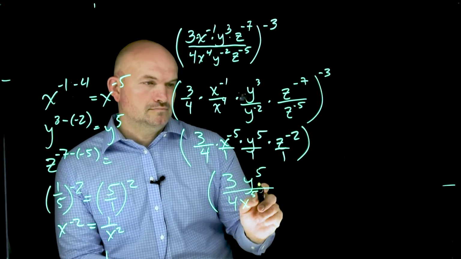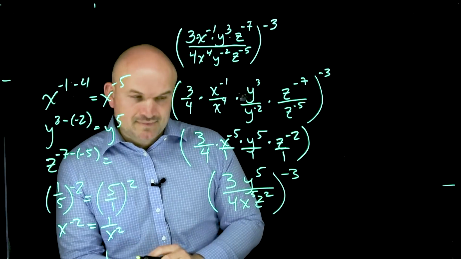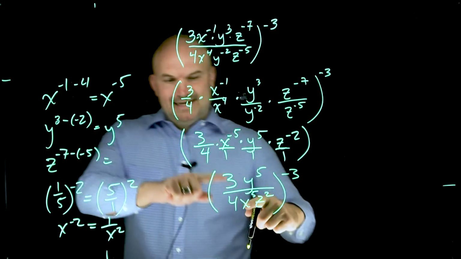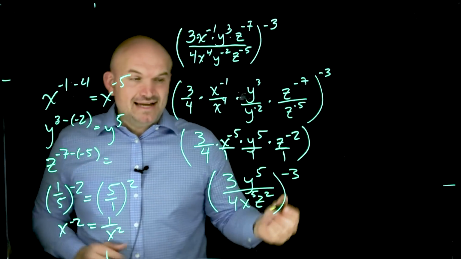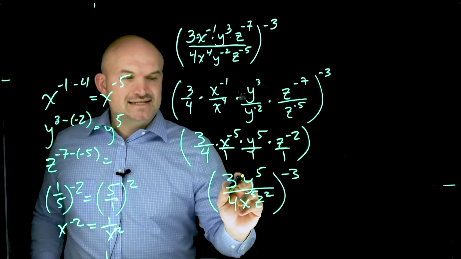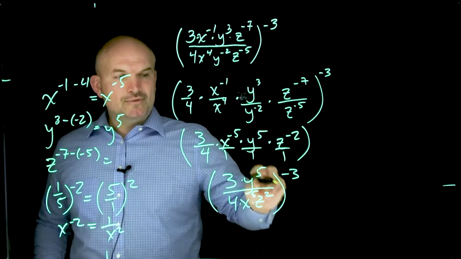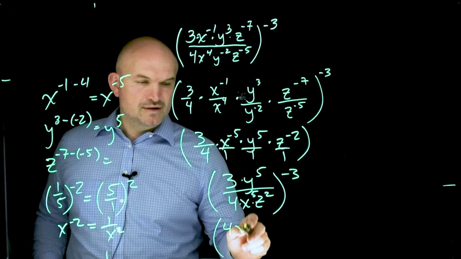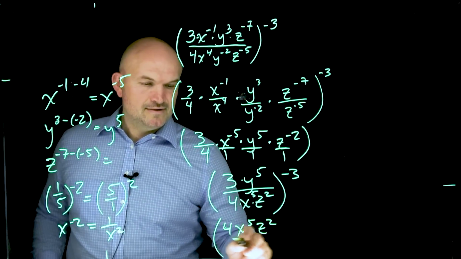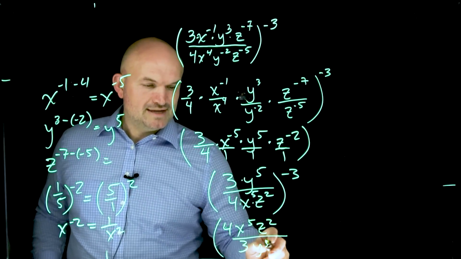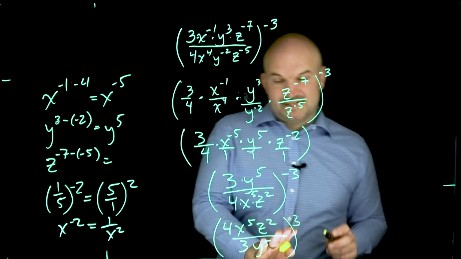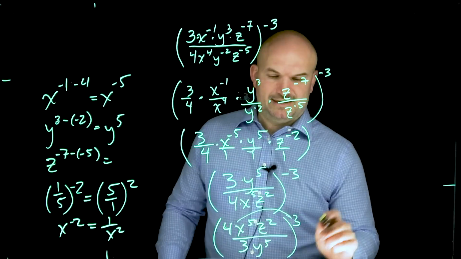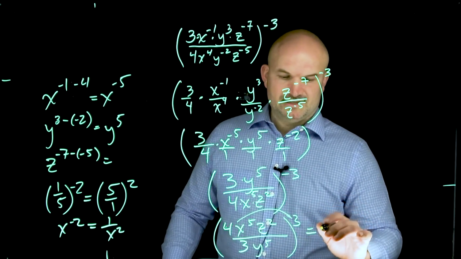Okay, so now all I simply need to do is to get rid of this negative, I need to reciprocate everything. And then this 3, it needs to be applied. Since everything is separated by multiplication, I'm going to apply this 3 to each and every term. So let's first reciprocate. So I have a 4, x to the 5th, z to the 2nd, divided by 3, y to the 5th. Now I have it to a positive third power. And now what I simply need to do is apply that third power to each and every term. So basically, this is going to look like this.